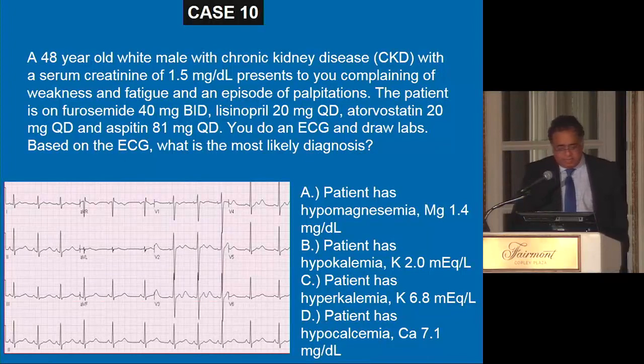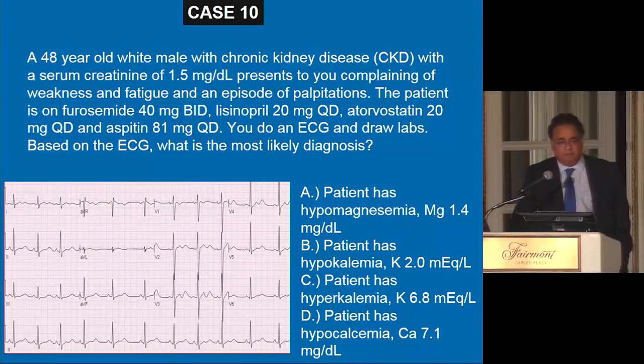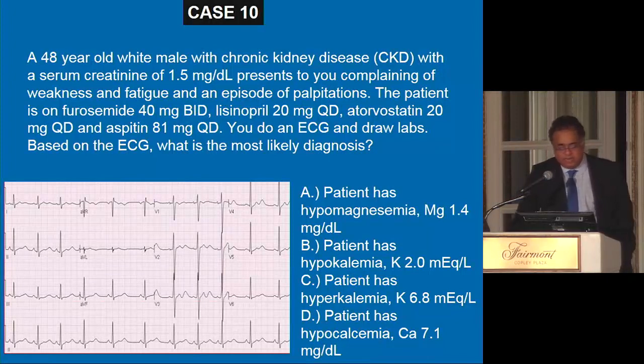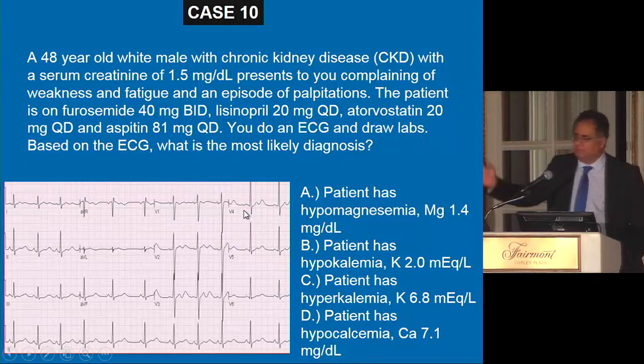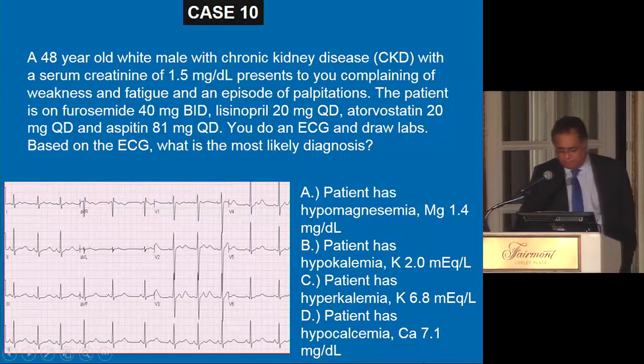Case 10. This is a 48-year-old white male with chronic kidney disease, CKD, with a serum creatinine 1.5 who presents to you complaining of weakness and fatigue and an episode of palpitations. Patient is on furosemide 40 BID, lisinopril 20 once a day, atorvastatin 20 a day, and aspirin, I'm sorry for the typo, 81 milligrams per day. You do an electrocardiogram and draw labs. Based on the ECG, what is the most likely diagnosis? So this is the ECG. I know most of us don't look at ECGs anymore, but occasionally you need to do it, right? And these are the 4 options.